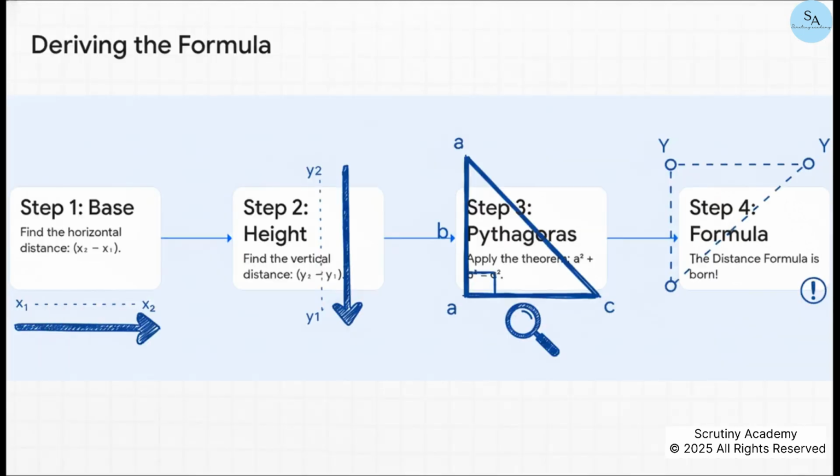Let's break it down step by step. The length of the base, that's just the difference in the x-coordinates. So, x2 minus x1. Easy enough. The height, that's the difference in the y-coordinates. y2 minus y1. Now we bring in our best friend, Pythagoras. Base squared plus height squared equals hypotenuse squared, so you get (x2 minus x1) squared plus (y2 minus y1) squared equals our distance squared. Just take the square root and that's it. The formula basically builds itself. When you get this logic, you will never, ever forget the formula.